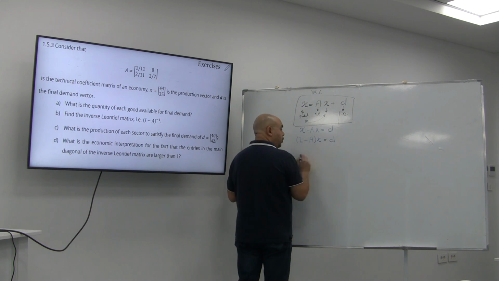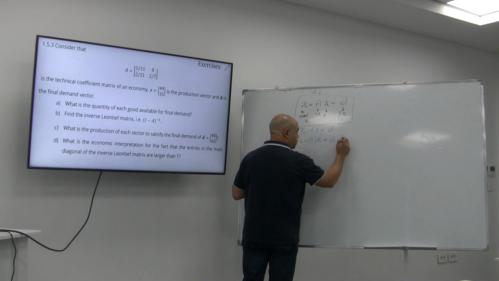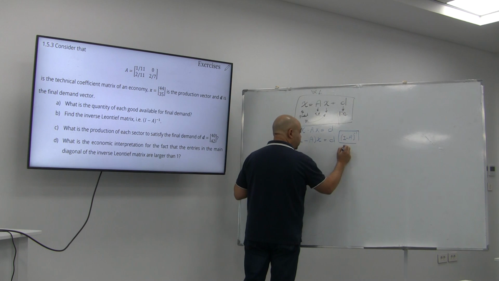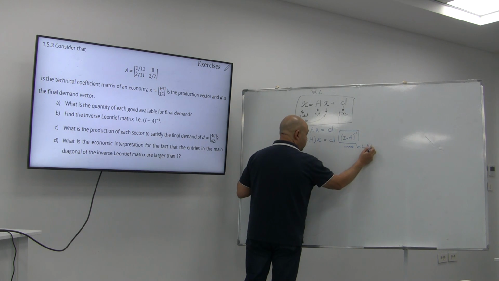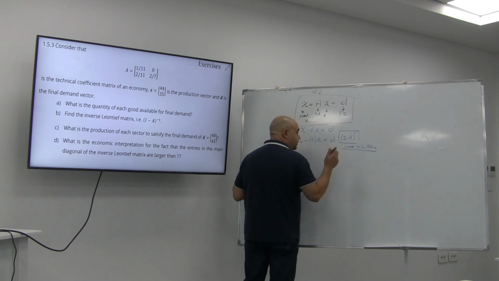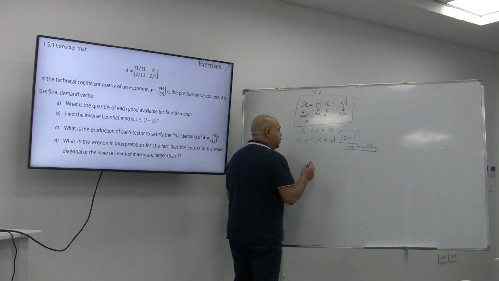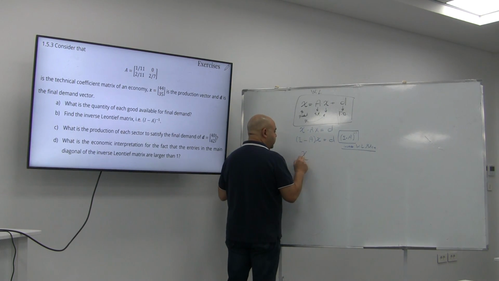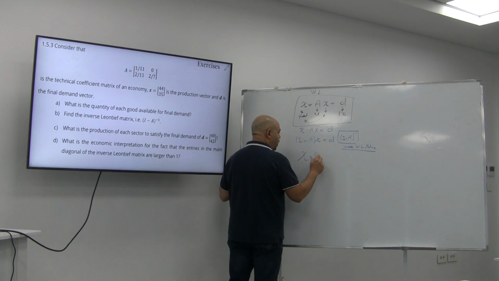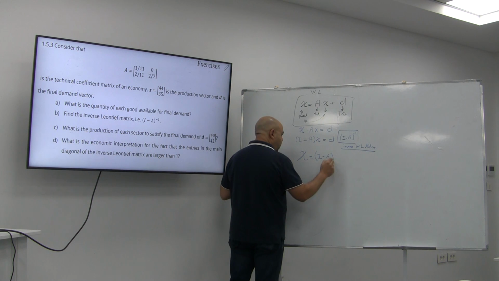Getting the inverse for both sides, I will multiply both sides by (I minus A) to the power of -1. This is what's called the inverse Leontief matrix. This is the inverse of this matrix. All I have to do now is get X, which is going to equal (I minus A) to the power of -1 times D.